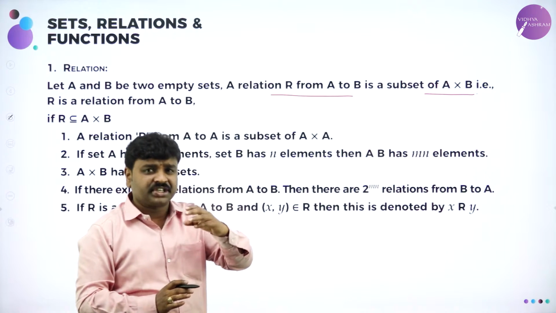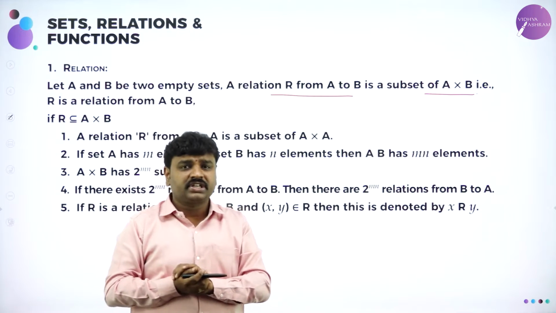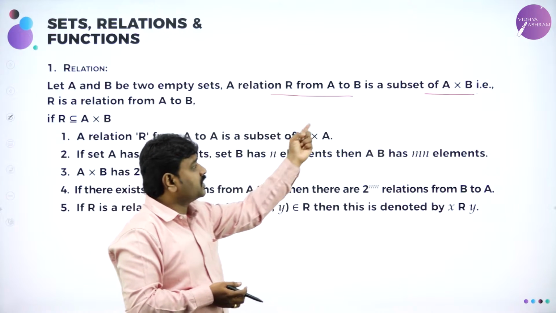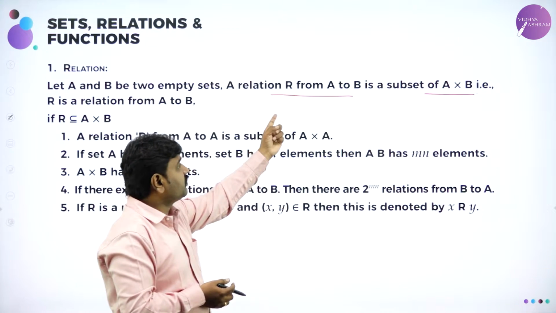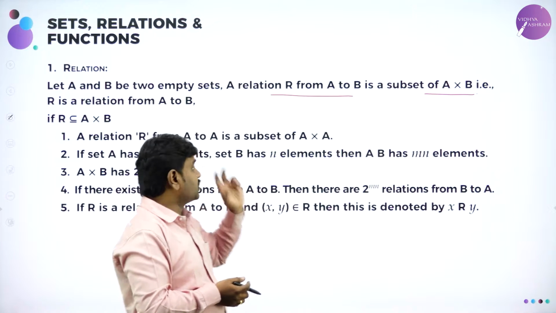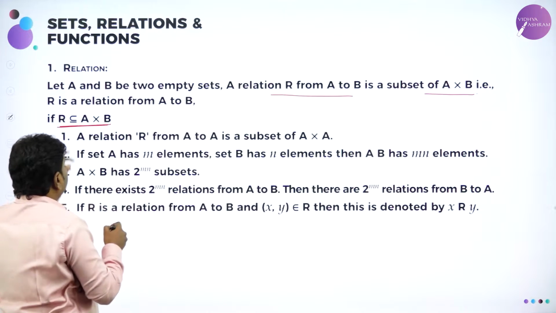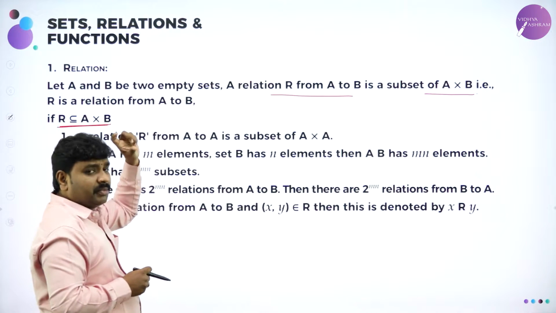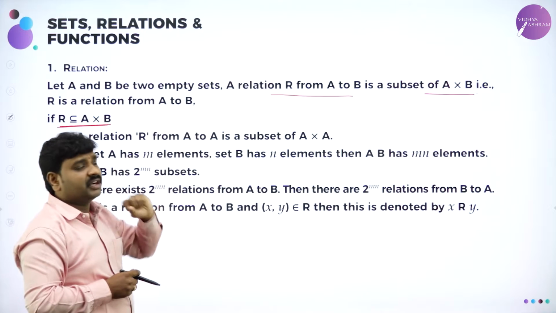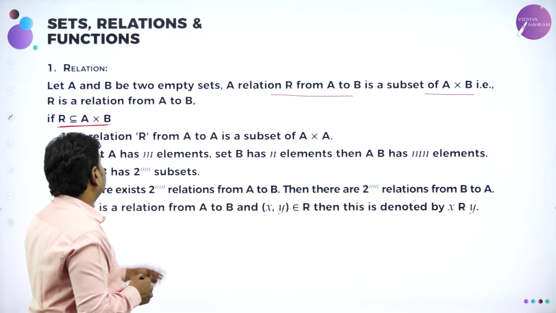All of you know what a Cartesian product is. In my last class I taught you the Cartesian product. A relation is a subset of the Cartesian product. A relation from A to B is a subset of A cross B, such that R is a subset of A cross B and every element of A is related with what? An element of B with the given relation.